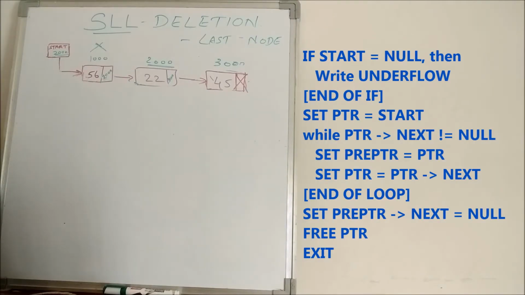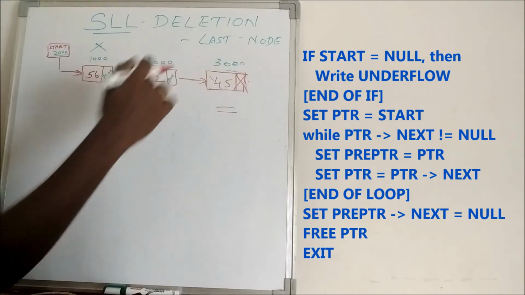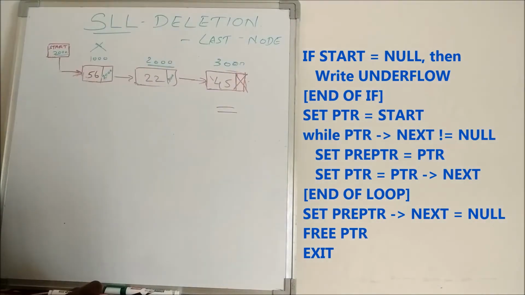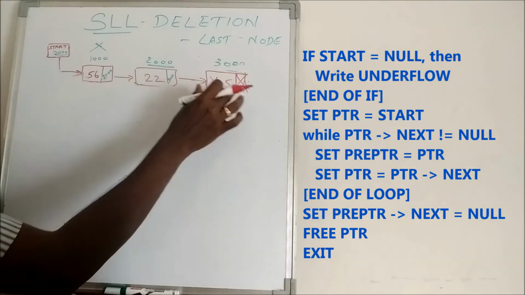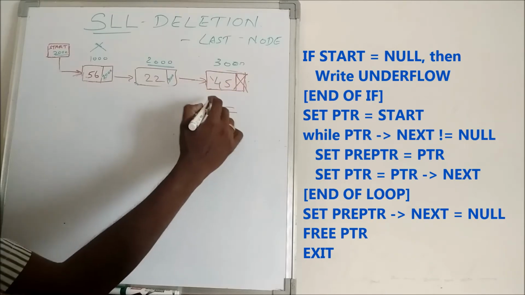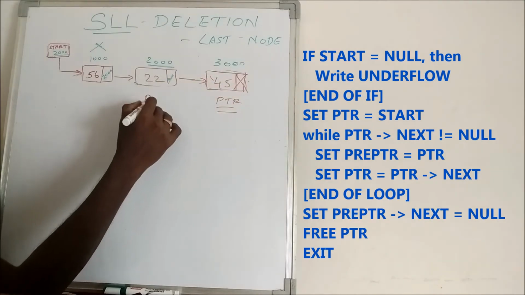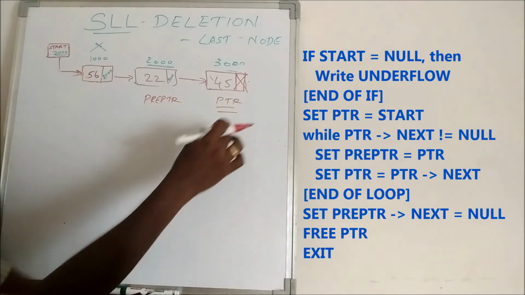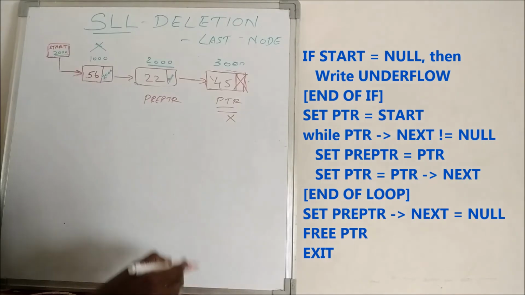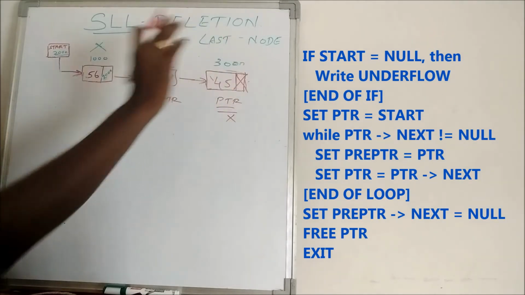Now let us see the deletion of the last node. How can we delete the last node? Now we are going to delete this particular node, which is the last node of the list. The 3 statements represent the underflow check. To delete this node, we identify it and name it pointer, and the previous node we name pre-pointer. Then we release this memory, and the pre-pointer's next we make null.